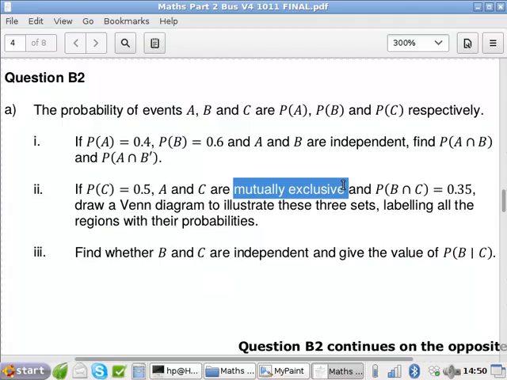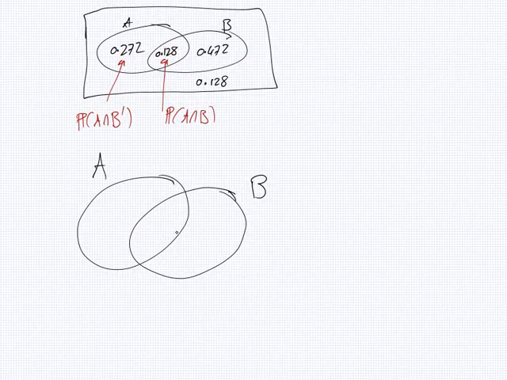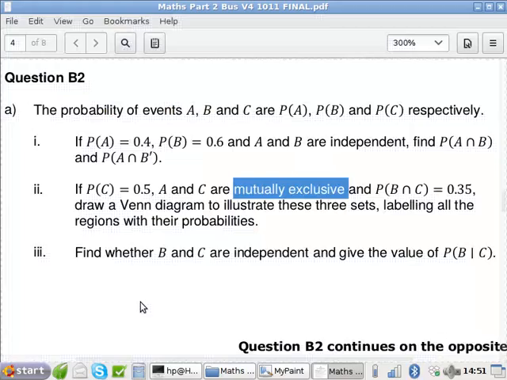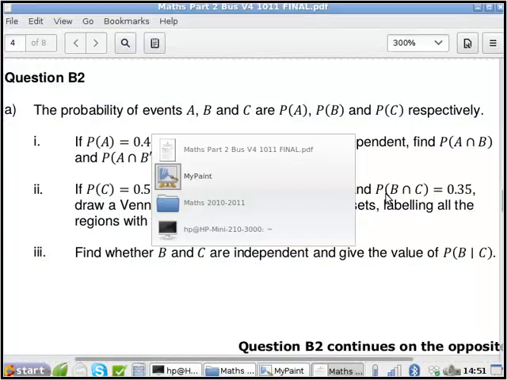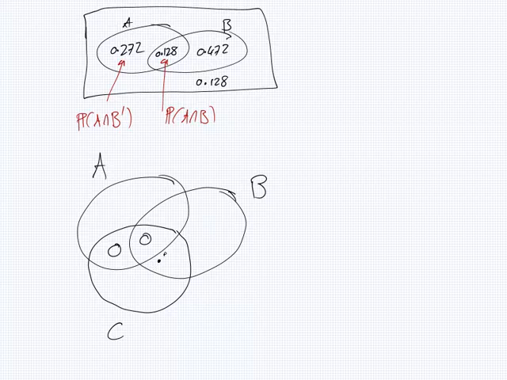A and C are mutually exclusive means they cannot happen together. Their probability is 0. So A and C are impossible to get together, so that means this and this is 0. Can't have them. We're also told that B and C is 0.35. But we still know that this is 0.128, and the total here still needs to be 0.272.